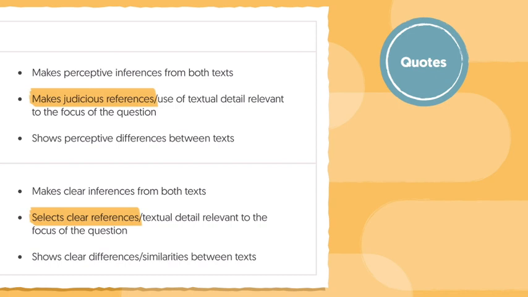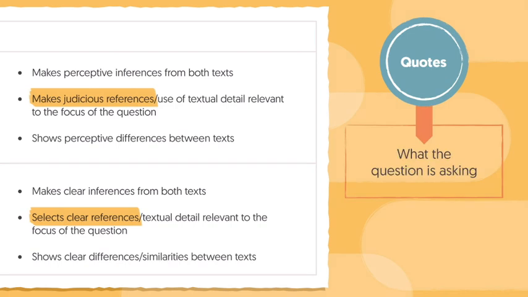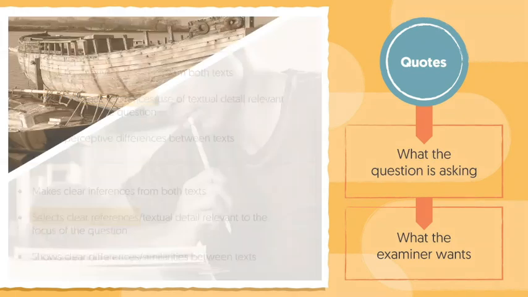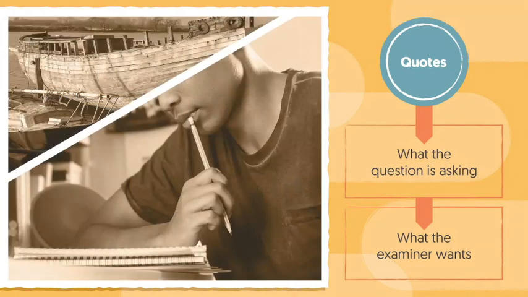The second bullet point wants you to make clear references and/or textual details. You might call these quotes, that directly support what the question is asking you to focus on. Now, this might sound obvious, but it's important that you're talking about exactly what the examiner wants you to talk about. If the question is asking you about the differences between 2 boats, make sure you stick to talking about the boats, not the personalities of the passengers or the wildlife they saw on their journeys, for example.